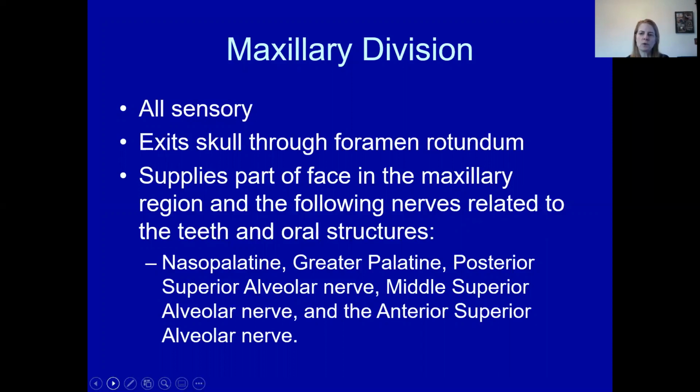And if you think about this one, it is all of our maxillary injections, to include our nasopalatine, which is in the anterior palatal area, our greater palatine, which is our palatal posterior area, our posterior superior alveolar nerve, which is the maxillary molar area, our middle superior alveolar nerve, which is our premolar and mesiobuccal root of the first molar area, and then our anterior superior alveolar nerve, which is our anterior maxillary area.